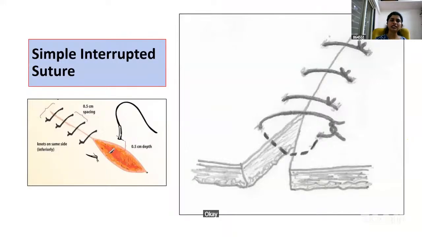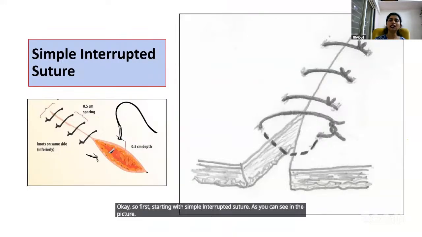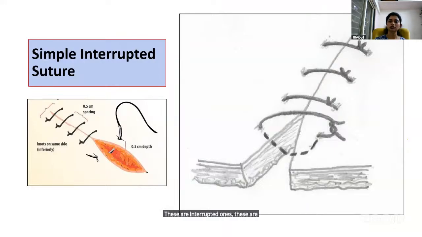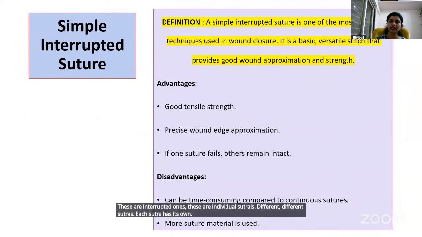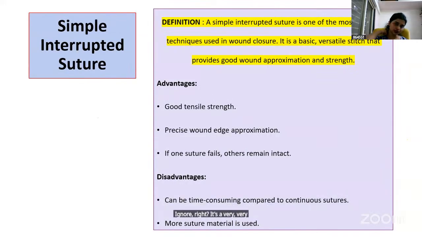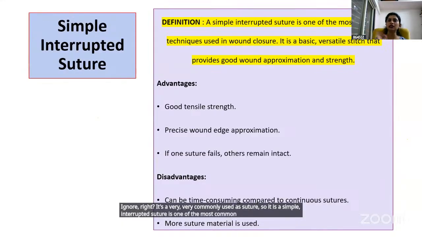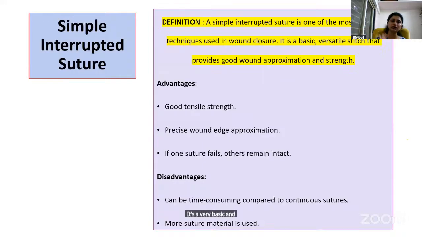Okay. So first, starting with the simple interrupted suture. As you can see in the picture, these are interrupted ones. These are individual sutures, and each suture has its own knot, right? It is one of the most common suture techniques available for wound closure. It is a very basic and versatile suture.